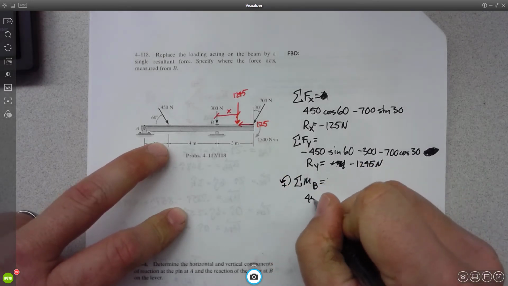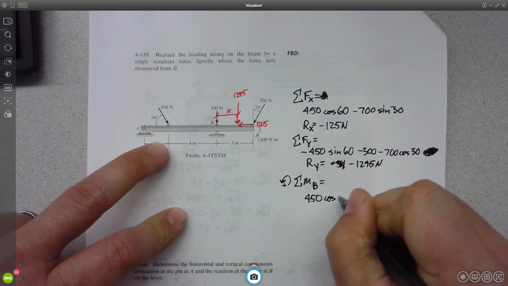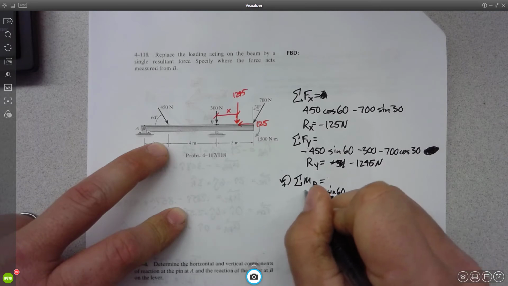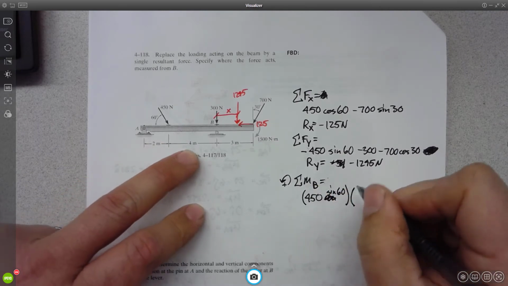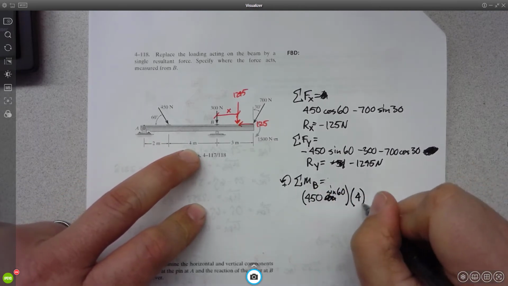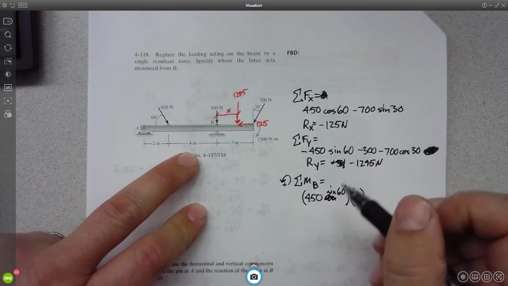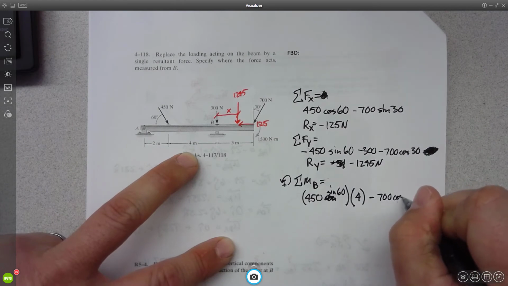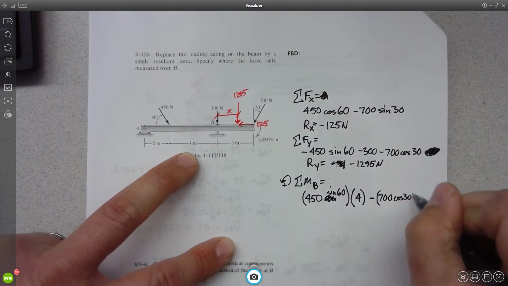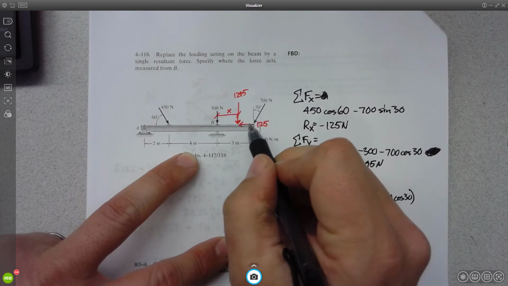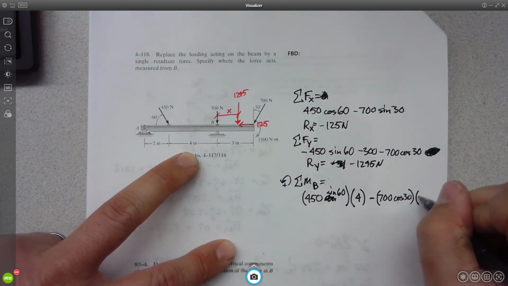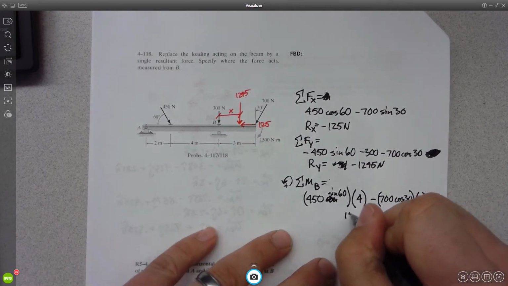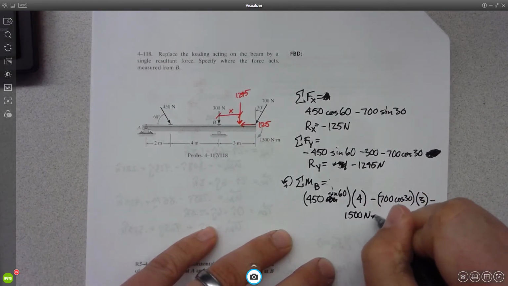So we'll have 450 sine 60. That's the force, times the lever arm of 4. That's going to be in the positive direction, minus 700 cos 30. That's the vertical force component right here, times its distance, 3, minus 1,500 Newton meters.